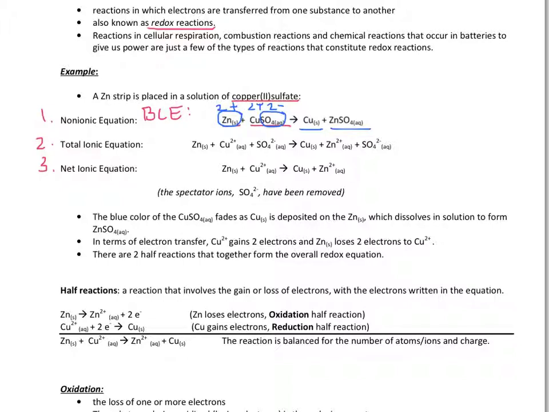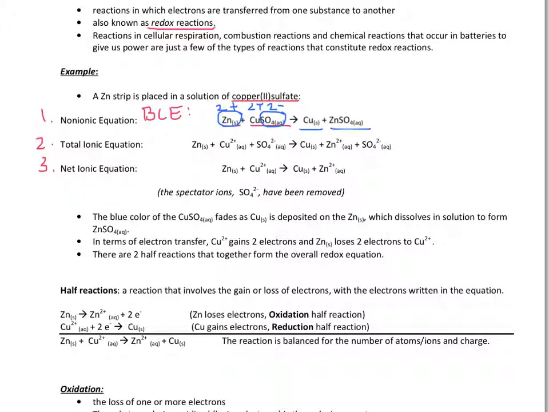Next, you would write the total ionic equation. And to write the total ionic equation, you need to break apart those substances which are actually existing as ions in that solution. And the substances that will be existing as ions in solution are those ionic compounds or acids. So the zinc solid will stay as is. That will not break up into an ion because it's in solid form.